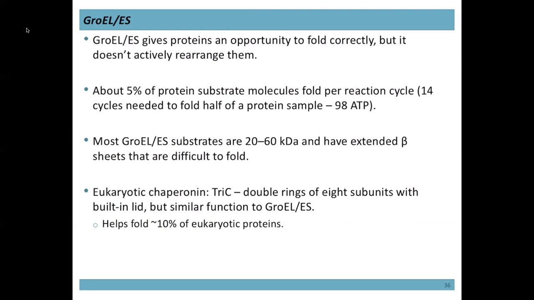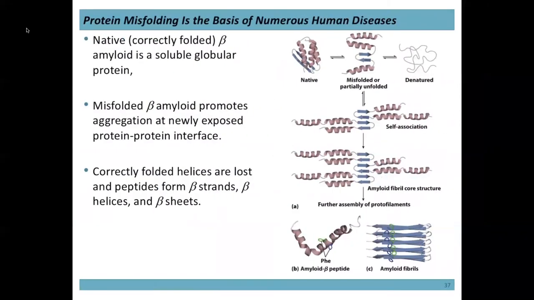Now, this GroEL-GroES complex is actually prokaryotic, so we do have a eukaryotic one called TRiC. It does have double rings of 8 subunits. Those 8 subunits are different, whereas in the GroEL, there are 7 subunits, and those are all identical. So in the eukaryotic, there are 8 subunits, and they're different, but it functions similarly. And it helps fold about 10% of eukaryotic proteins. They've done studies and figured out how much of our eukaryotic proteins interact with these chaperones, and about 10% of them need a little help to get folded correctly.